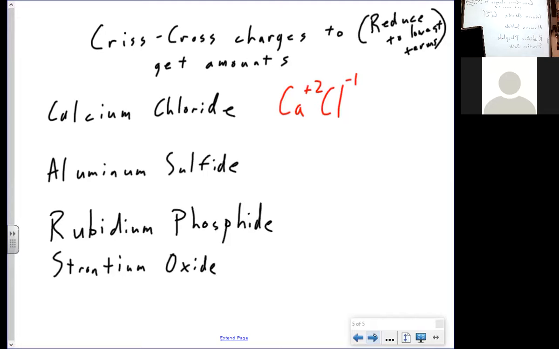Crisscross your charges. How many Cas are we going to have? 1. I don't need to write ones because this is chemistry class and I ain't got time for that. That would be CaCl2. Rock and roll.